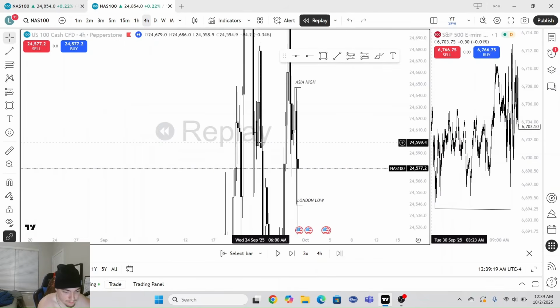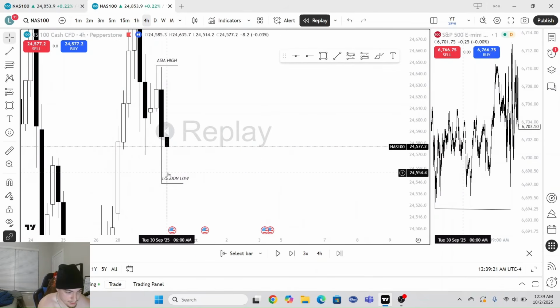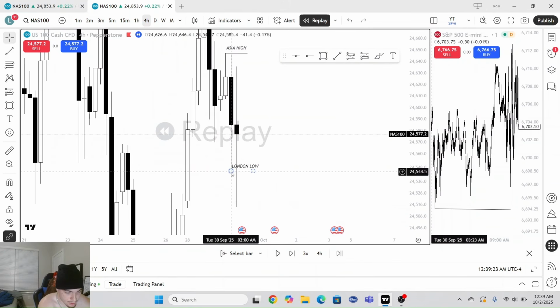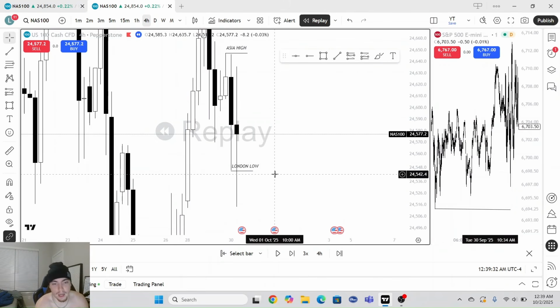Let's go to the high time frame. As you guys can see, this candle's a little bit messed up. Don't look at this. This is the London low, true London low. It was a PD array, as you guys can see, 4-hour fair value gap PD array, swing low, which is also a London low. So boom, that confirms my bias for the day.